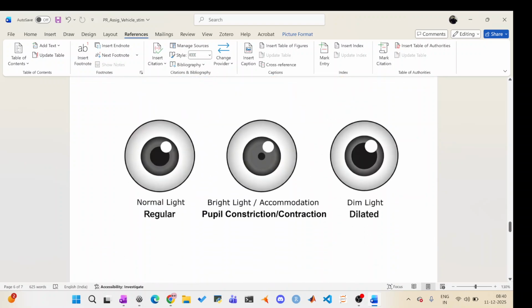The pupil reacts differently to different light levels. In a normal, regular state, it is of medium size. But when you shine more light into the pupil, or in a very, very bright room, it's going to constrict and become smaller. And in a dim room, where there's very little light, it's going to dilate or increase in size so that it can allow more light.